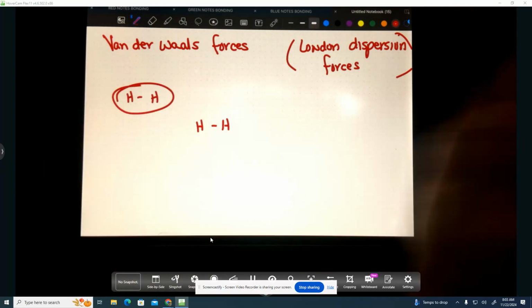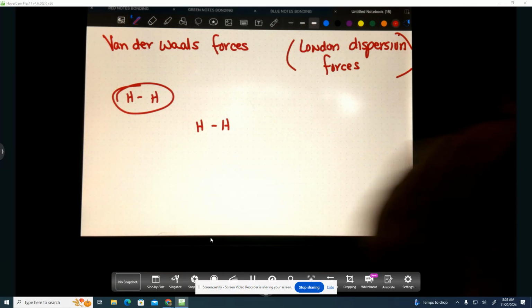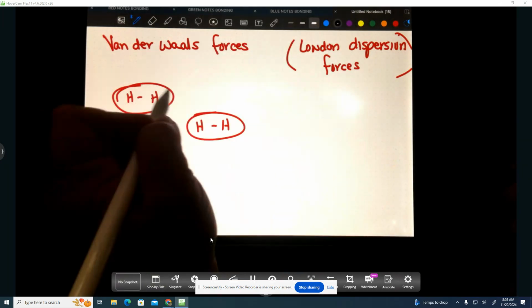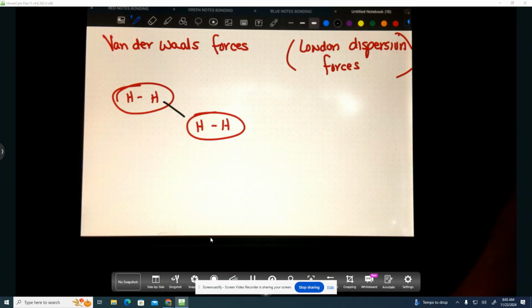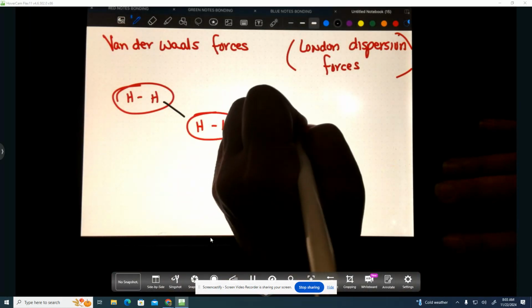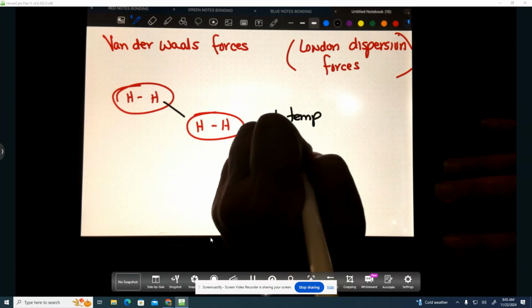This is nonpolar, doesn't have a positive side or a negative side. It is symmetric. And this is nonpolar. It is symmetric. In order to get these guys to be attracted to each other, we have to manipulate the environment. We have to get it cold, so we have to lower the temperature. And we have to increase the pressure.